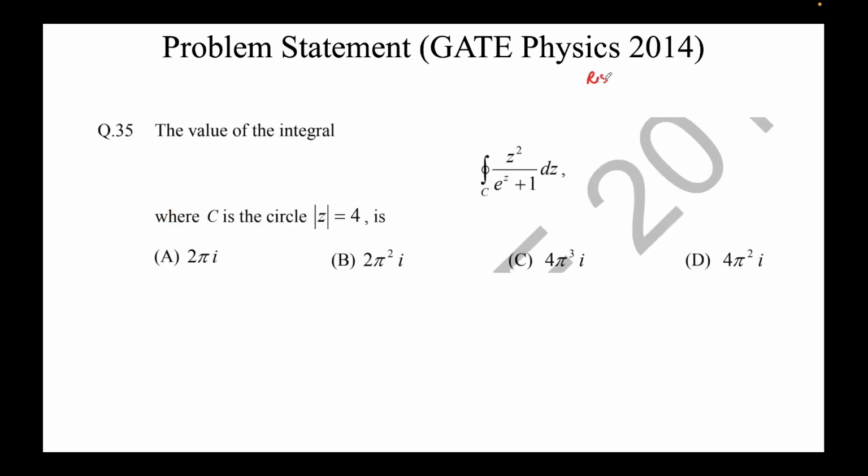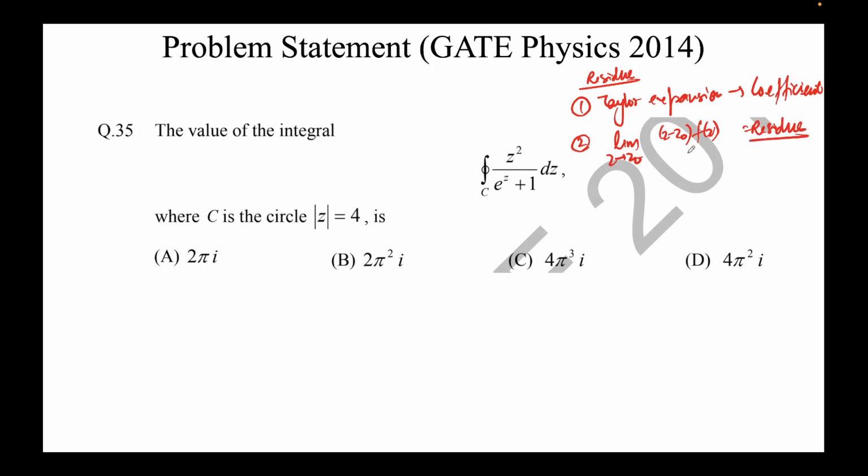So there are two common ways to find the residues, and there are other ways also. First is the Taylor expansion, and then you find the corresponding coefficient that you need. Second one is to find this limit, as z goes to z naught, of (z minus z naught) f(z). This will give you the residue. So that's the idea that we try to follow here. Clear, sir. Okay.